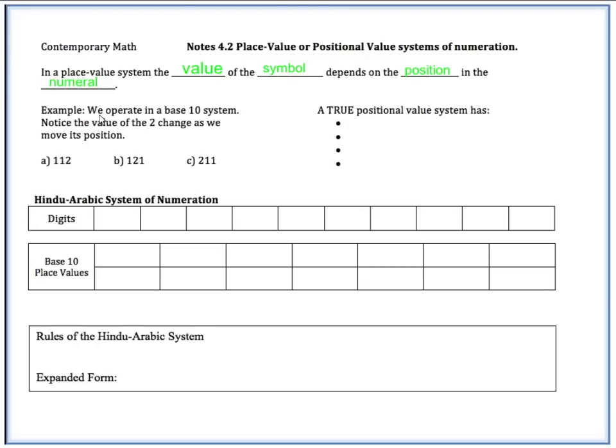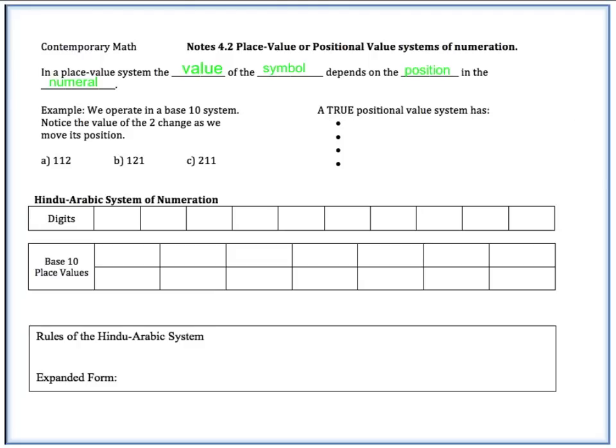For example, we operate in a base 10 system. Notice the value of the 2 changes as we move its position. Here we recall that this was the ones column, and so that 2 is worth 2 ones. In this column, the tens column, that 2 is worth 2 tens, or 20. Here, this 2 is in the hundreds column, and so it's worth 2 times 100, or 200.